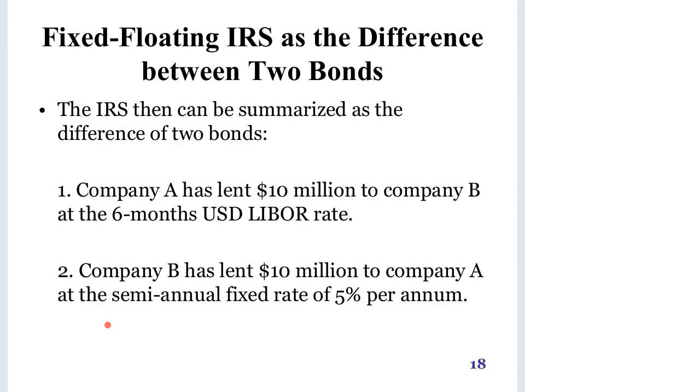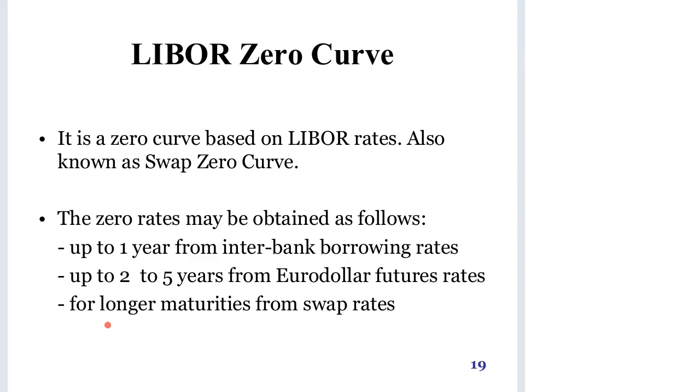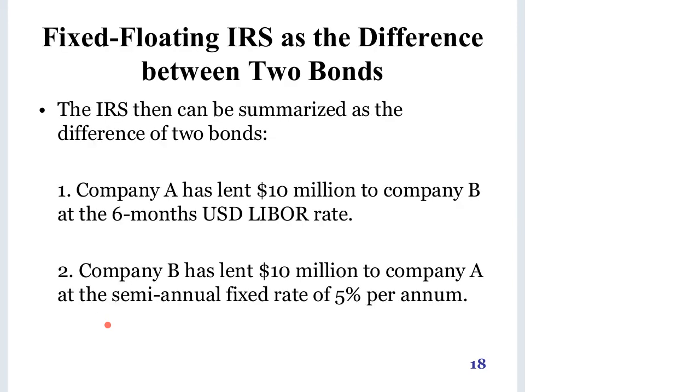Now, fixed to floating is the difference between two bonds, and it can basically be between two companies. If you look at that, company A has lent $10 million to company B for 6 months at the USD LIBOR rate. Company B has simultaneously lent $10 million to company A at the semi-annual fixed rate of 5% per annum. Now, obviously, I give you 10 million, you give me 10 million.